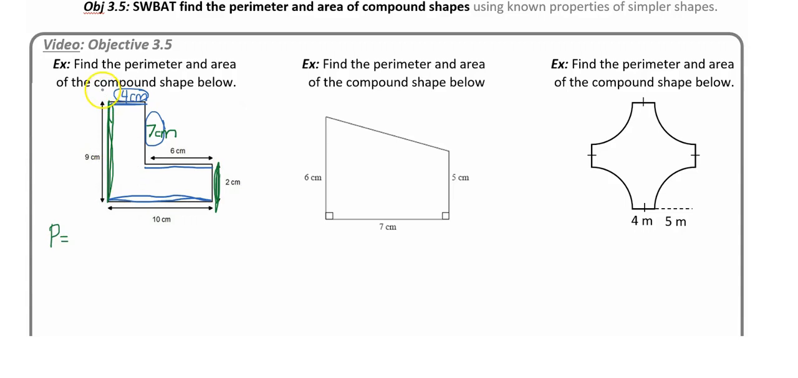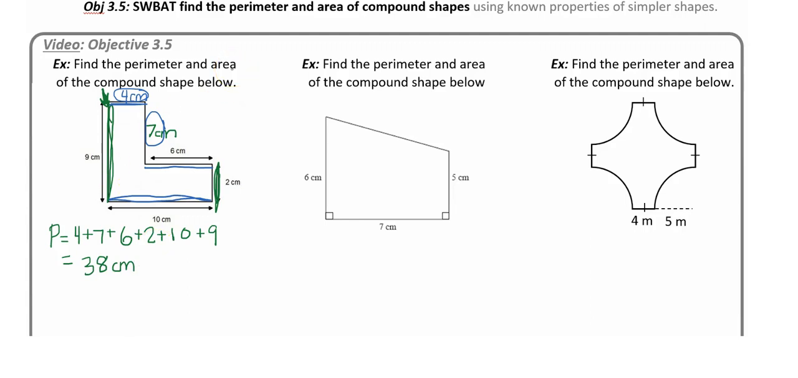Perimeter, I'm going to start at this corner here and just walk clockwise. I've got 4 centimeters plus 7 centimeters plus 6 plus 2 plus 10 and 9. So the perimeter of this rectangular shape is 4 plus 7, 11, plus 6, 17, 2, 19, 29, 38, and the units were centimeters.